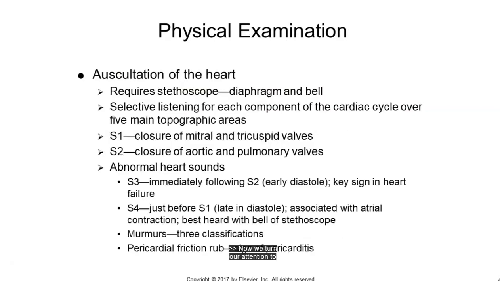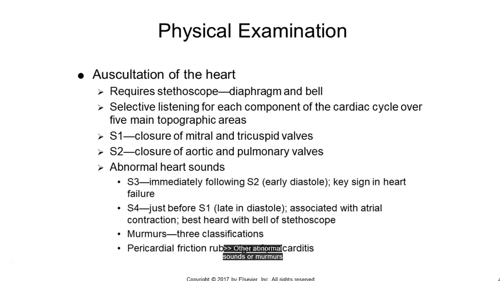Now we turn our attention to auscultation of the heart. Normal heart sounds are represented by S1, the lub, and represents closure of the atrioventricular valves, and S2, the dub, representing closure of the semilunar valves. Any other sounds are considered abnormal, with S3, which may be immediately heard after S2, a key sign of heart failure in older adults, but is considered normal in children, and S4, which may be heard just before S1 and is associated with atrial contraction and is commonly heard in patients with hypertensive cardiac disease, CAD, or pulmonary disease.